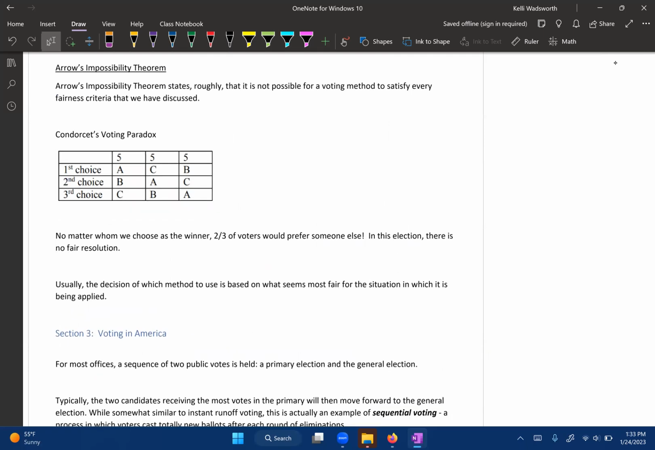So that's actually called Arrow's impossibility theorem, which basically says that it is not possible for a voting method to satisfy every fairness criteria that we have discussed. Now, of course, we're not going to go into who this Arrow guy was or how he proved that, because that's pretty intense and beyond the scope of our class. But in and of itself, it's super interesting, right? The fact that you cannot create a voting method that satisfies all of the fairness criteria.